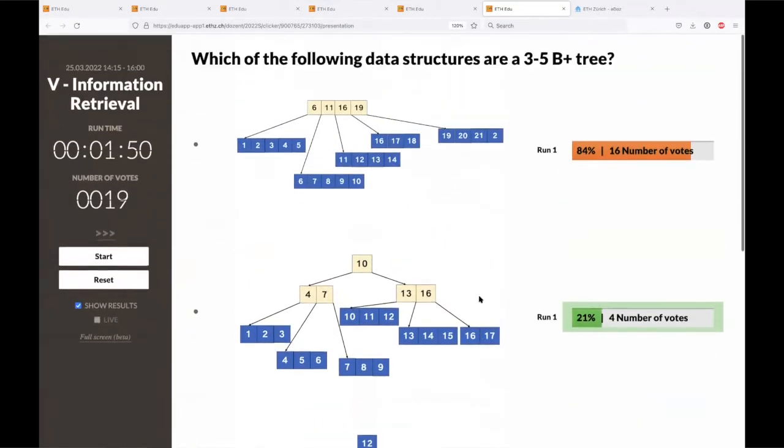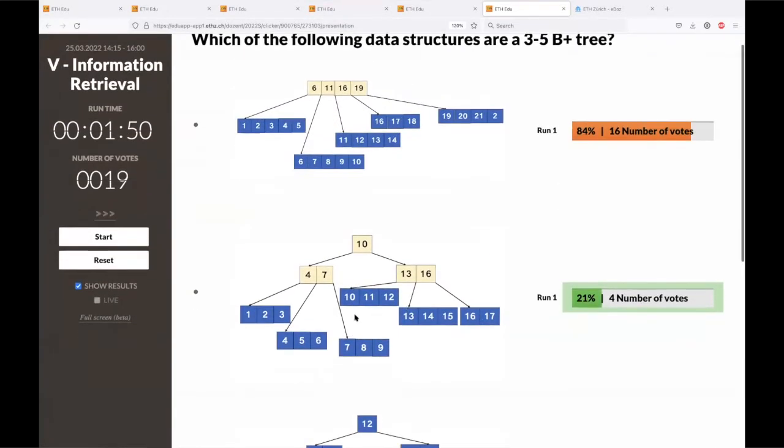All right, and here we have a 3, 5 B plus tree. But wait, the root only has one key here. And we said that 3, 5 means that there should be between 2 and 4 keys. So why is that a 3, 5 B plus tree?